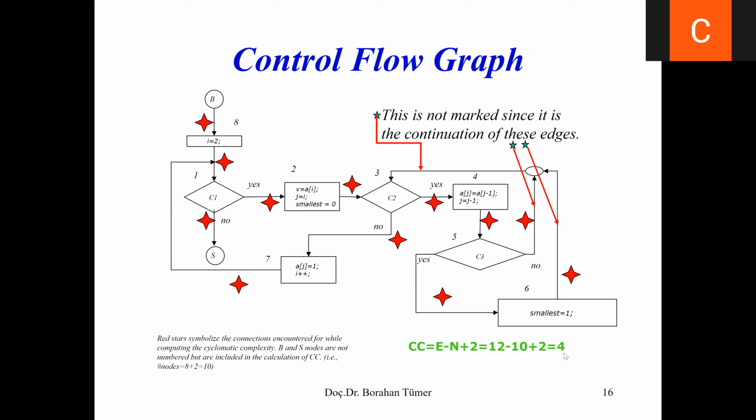Now, what is this 4? What does this 4 tell us? What does the cyclomatic complexity give us actually? What is this number 4 for this algorithm, for this code? Well, number of paths, number of linearly independent paths. All right, great. Number of linearly independent paths.